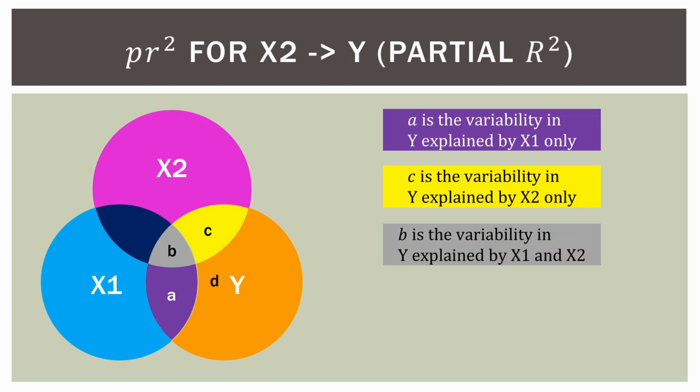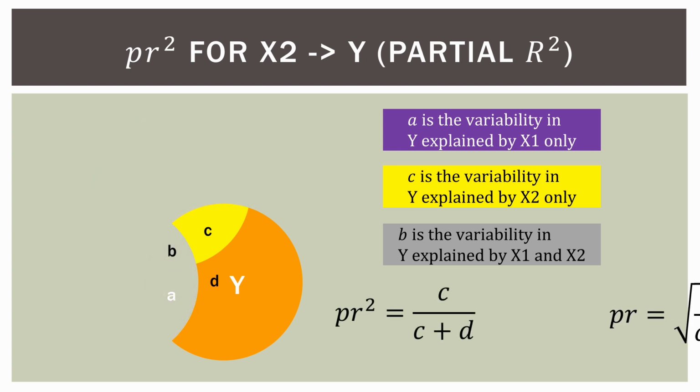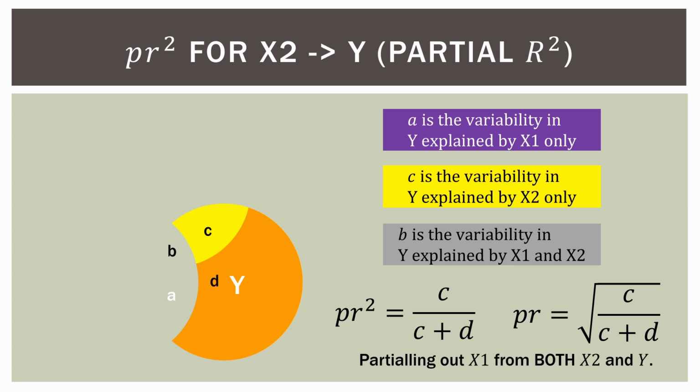So now very quickly, the same process for X2. I will go through this pretty briskly because it's very similar to what we just did. In this case, we're going to take away everything that has to do with X1. So we partial that out. The partial R squared is C divided by the sum of C and D. Take the square root, we get the partial correlation. You can see here that we partialed X1 out from both X2 and Y. That's what causes this sort of bite shape over here on the left. So now it's just C as a proportion of the sum of C and D.